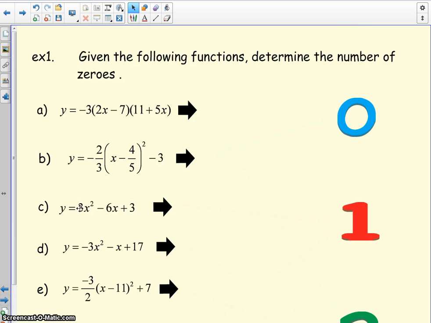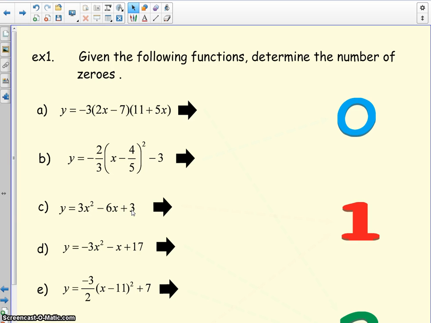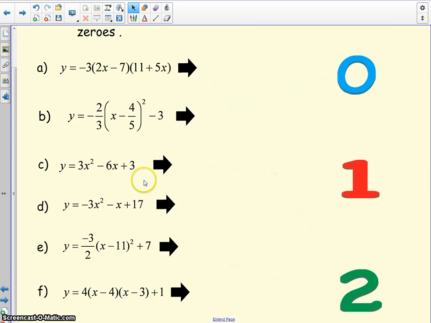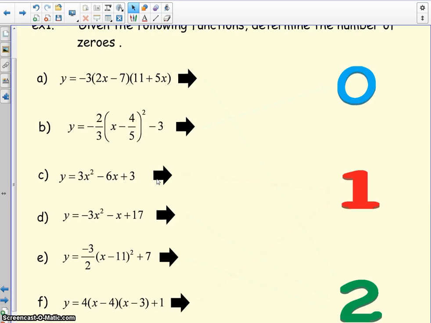Here's something for you to try now, putting this all together. There are 6 different equations here in a variety of different forms. I just want you to tell me how many zeros there are. You don't necessarily have to find the zeros, just tell me if there are 0, 1, or 2 x-intercepts for each of these cases. So take a minute or two, try this on your own, and push play when you're ready to go through them together.